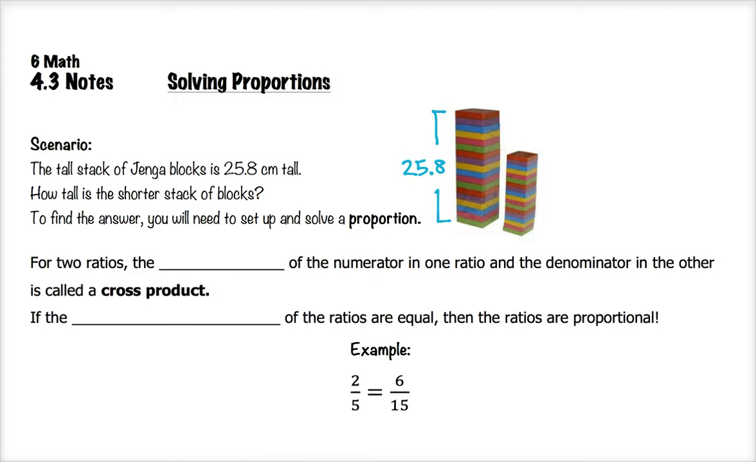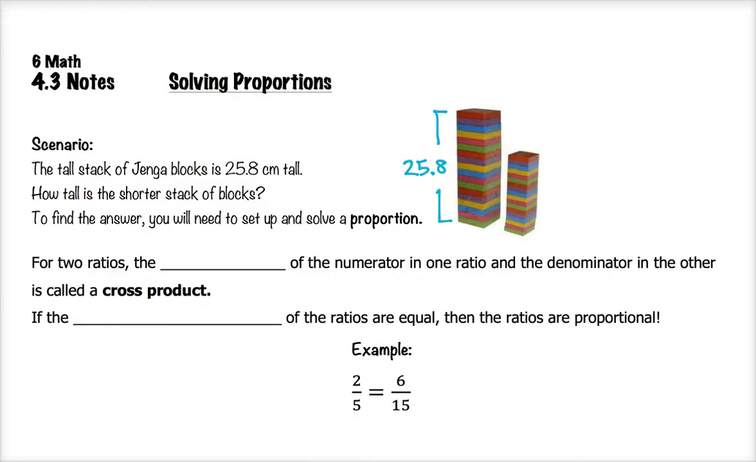And Jenga blocks are all identical, the individual blocks, so each of them has the same length. So the length of this stack here is equivalent to the length of this stack. Using that information, the question's asking how tall is the shorter stack of blocks. If we wanted to find that answer, we could set up and solve a proportion.